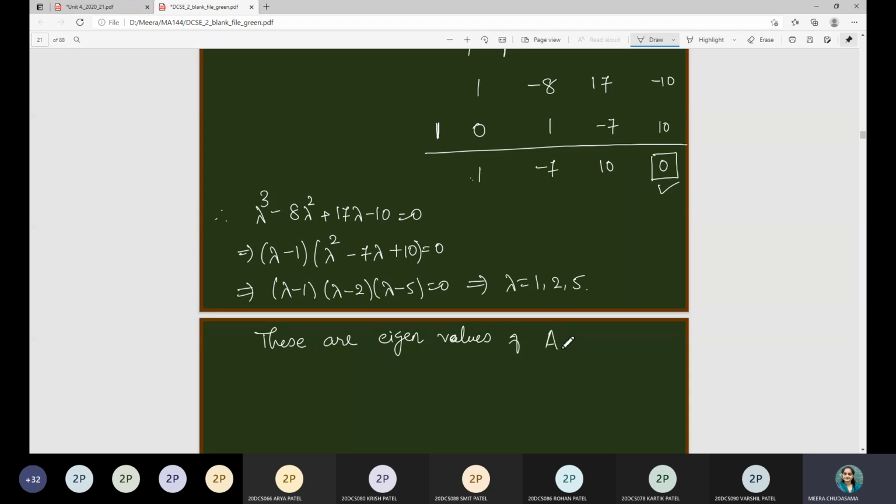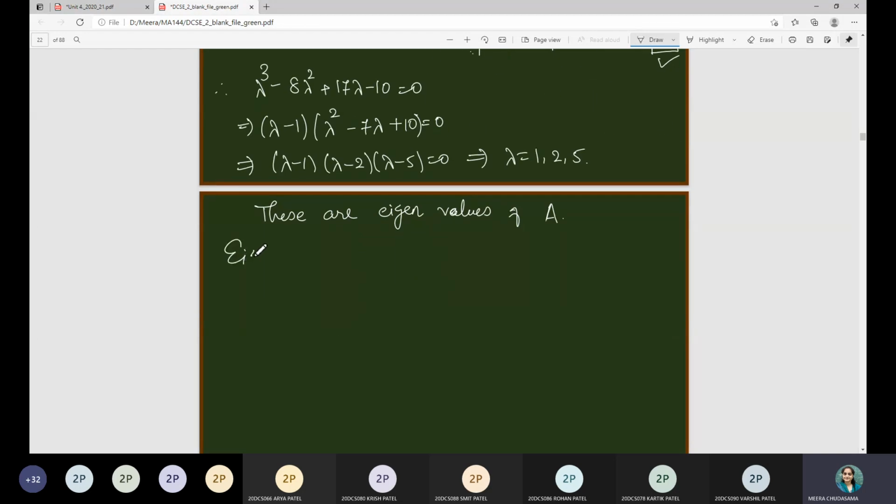Now we will perform our third step. The third step is nothing but eigenvectors. Right? We will consider one by one all of these three lambda values. First we will find eigenvectors corresponding to lambda is equal to 1, then corresponding to lambda is equal to 2, and finally lambda is equal to 5.